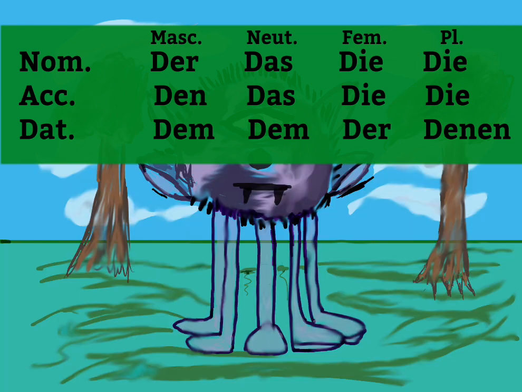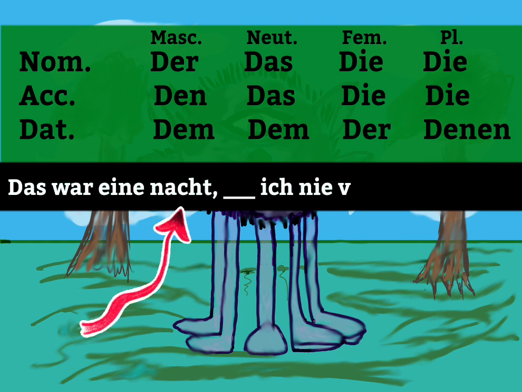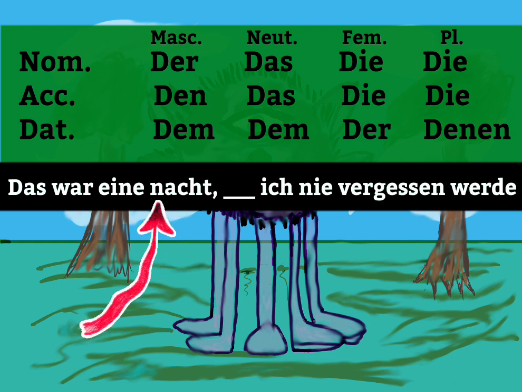So the second one that we're going to be doing is we are going to learn about what happens when the relative clause is going to be in the accusative case. Or I should say relative pronoun is in the accusative case. So we're going to look at this line here for accusative. So, first example. Das war eine Nacht, blank, ich nie vergessen werde. Okay, that was a night that I never will forget.